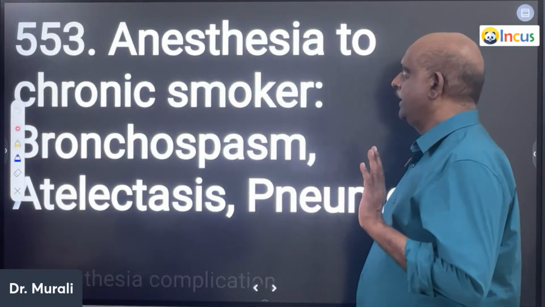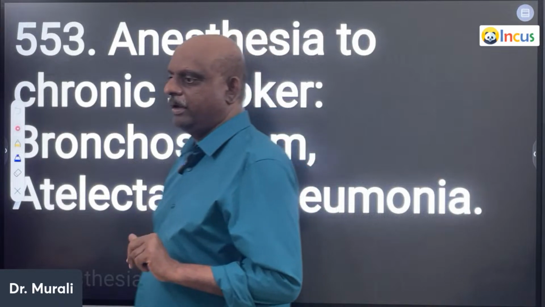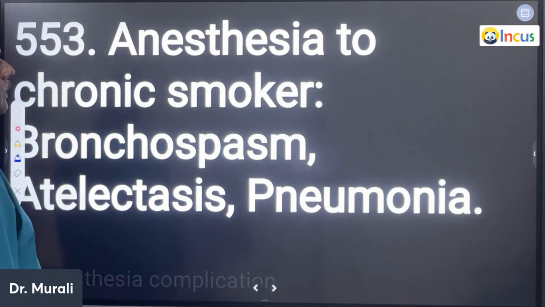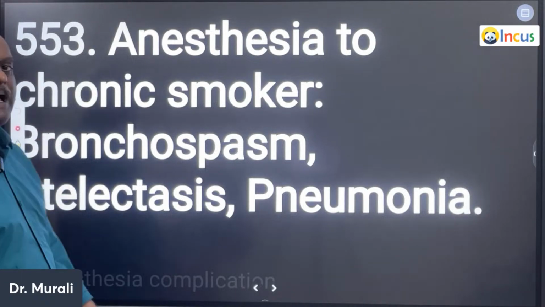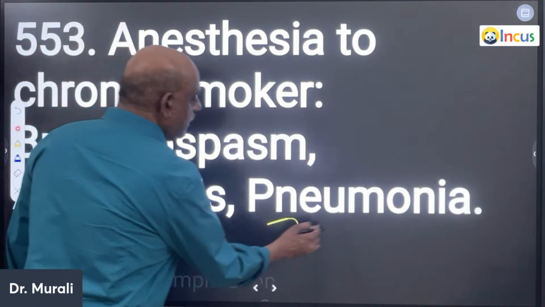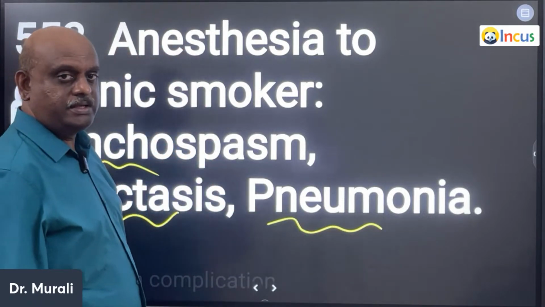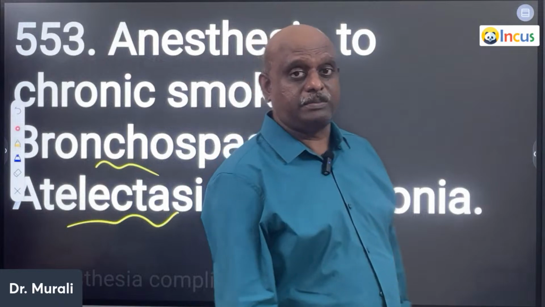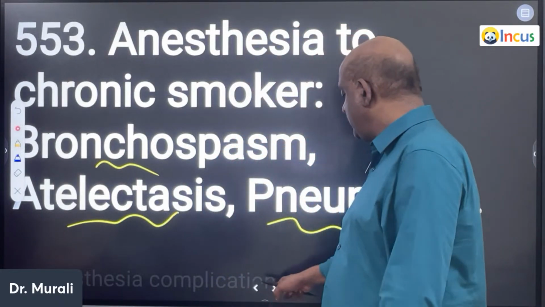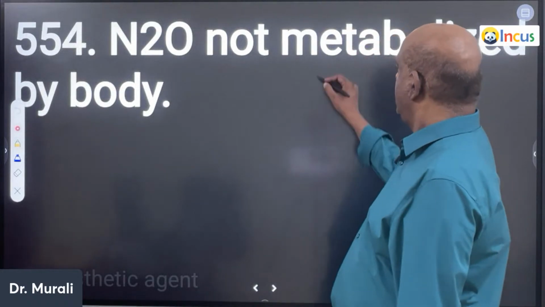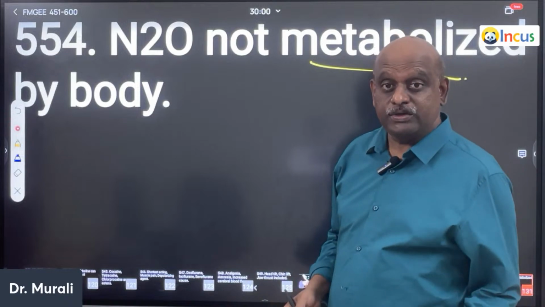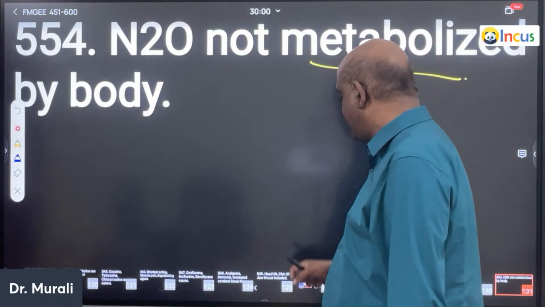Now, anesthesia in a chronic smoker, what are the complications? It can lead to bronchospasm, atelectasis, and pneumonia. That's the reason you need to make the patient accept that risk before you take up a case of anesthesia in case of a chronic smoker. Nitrous oxide, is it metabolized? No, sir. It is not metabolized by the body.